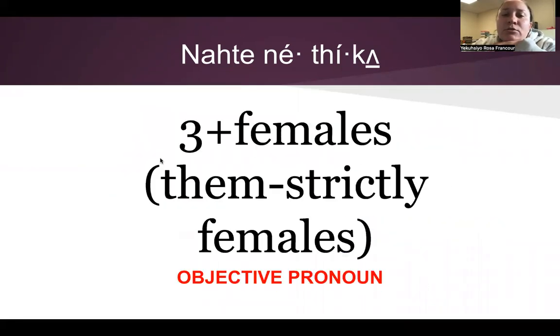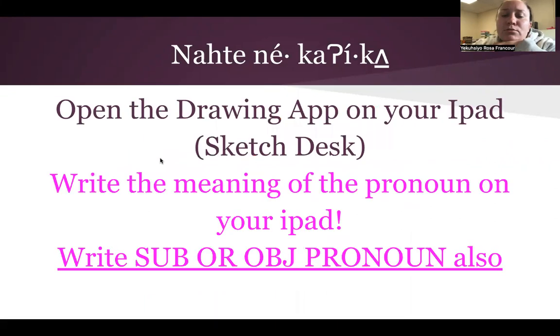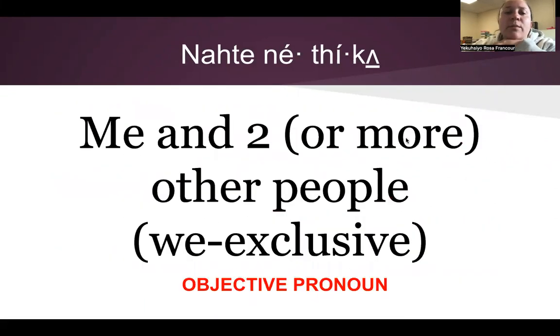Let's do this one. Me and two or more other people on the objective side. So remember, when we're talking about objective pronouns, you gotta have that YUK, three or more people. We're talking about the subject of this meaning for this pronoun. So it's gonna have that YU ending. Pronoun is yung you. Awesome. Okay, let's move on to another activity.